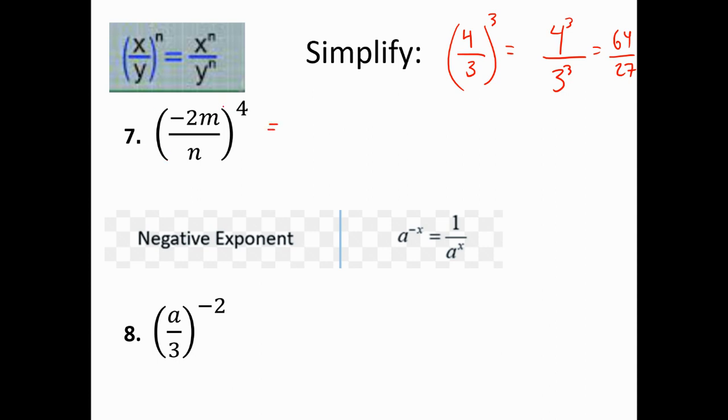So with variables, then I just make sure I distribute the power to everything that's there. So negative 2 to the 4th, m to the 4th, and n to the 4th. And then I can simplify. Negative 2 to an even power would be positive 16 m to the 4th over n to the 4th.